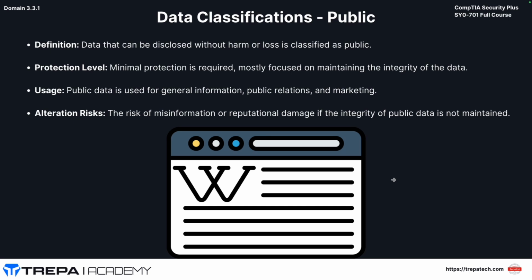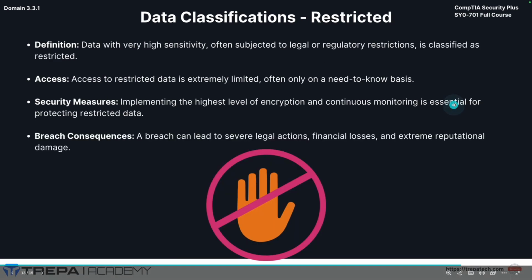Public. So this is data that can be disclosed without harm or loss, is classified as public. So this is something that you don't mind. It's not a breach, right? It's like, yeah, put it to the public. Put it on our front-facing web portal, whatever the case may be. Put it on our website. I have Wikipedia here as a little image.